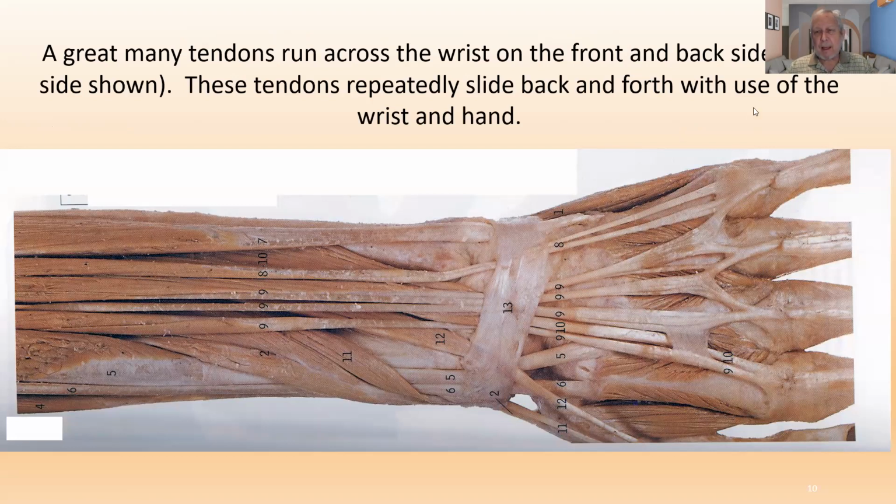This is the back side showing here. Back of your wrist. If you hold your hand like this, as I'm looking at my hand, you'll be looking at yours. These tendons repeatedly slide back and forth with each movement of the wrist and hand. So as you can see, there's a whole bunch of them. And when you move your fingers, you're not really using a muscle in your finger, you're using the muscle in your arm, and it's pulling the tendon.